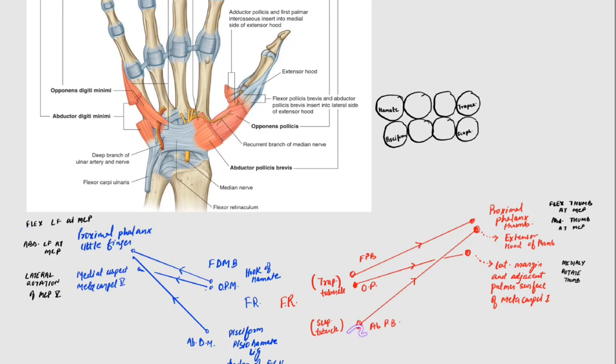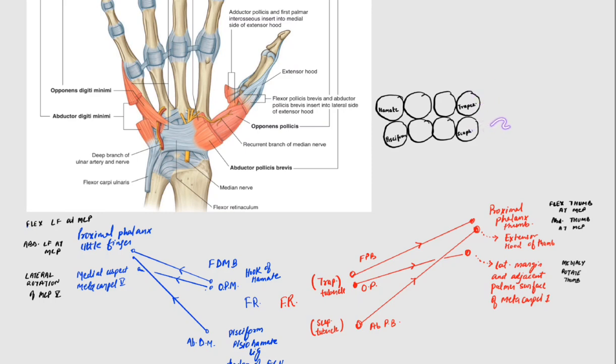And the last muscle of the thenar group is the abductor pollicis brevis. It originates from the flexor retinaculum as well as the scaphoid tubercle, and it inserts on the proximal phalanx of the thumb as well as the extensor hood of the thumb. It will cause abduction of the thumb at the MCP joint. So there are three muscles in the thenar group, two originating from the trapezium tubercle and one originating from the scaphoid tubercle.